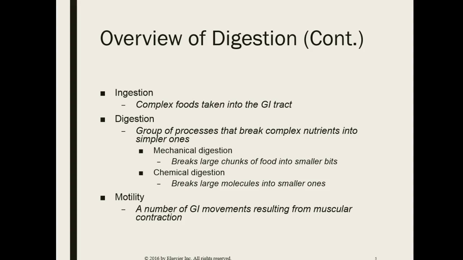Mechanical is the physical process that's going to break these large chunks of food into smaller bits. Chemical digestion is going to be a chemical process that actually works on the molecules, breaking the large ones into smaller molecules. Motility is the term that refers to GI movements that come from that smooth muscle contraction.